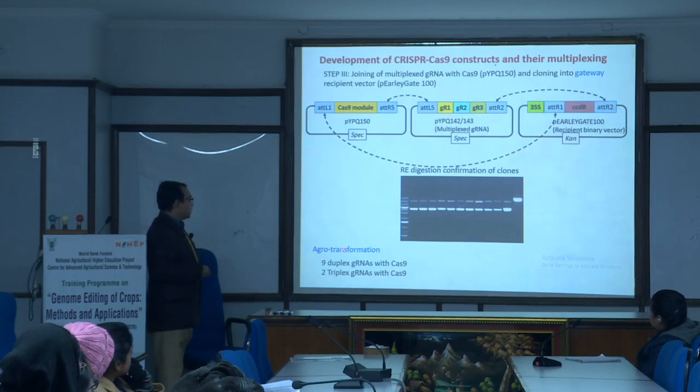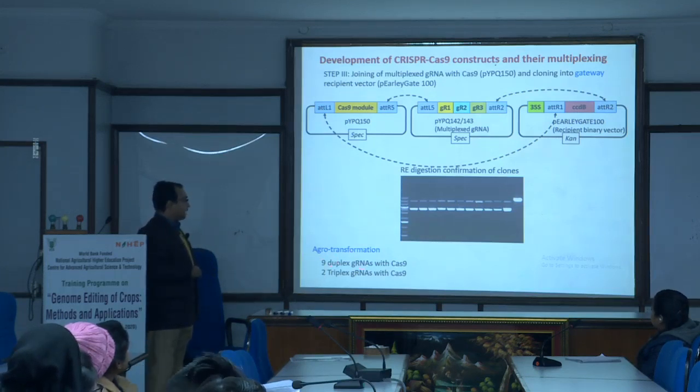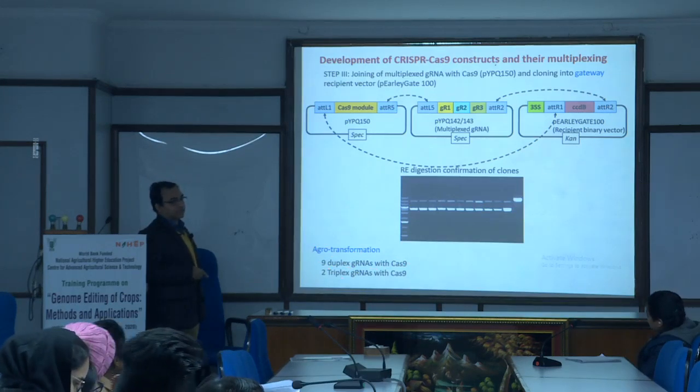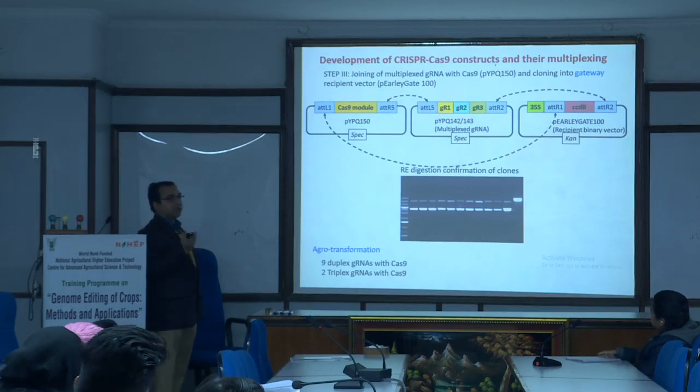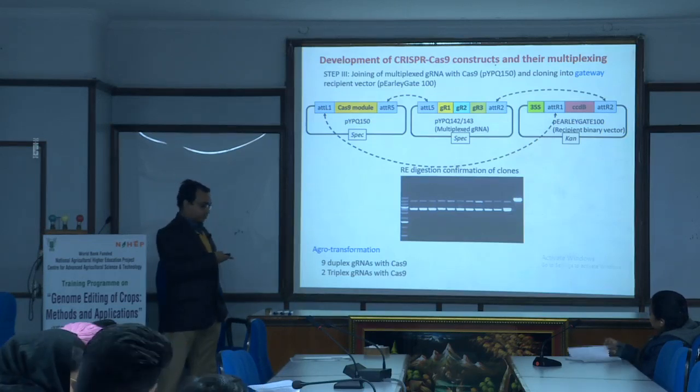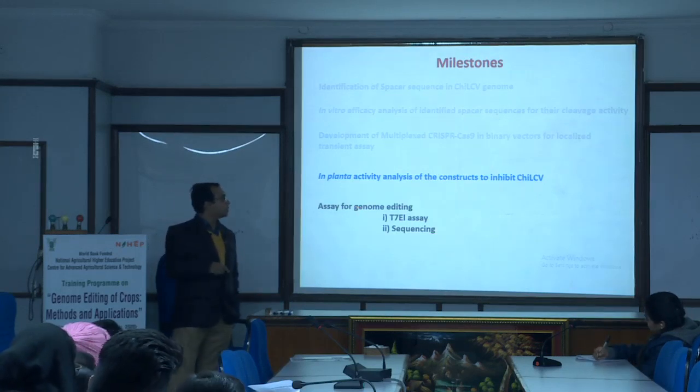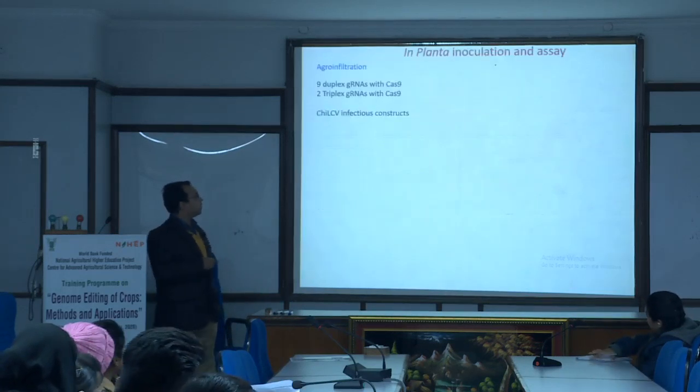So, we did the agro transformation of these 9 duplex gRNA with Cas9 and 2 triplex gRNA with Cas9. So, we agro transformed them and made them ready for inoculation. So, the next step is in-plant activity analysis of this construct to inhibit the chili leaf curl virus.